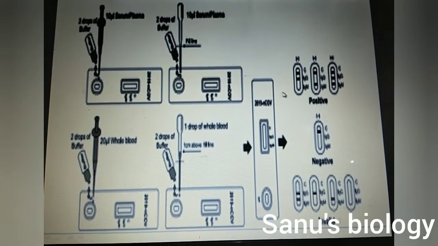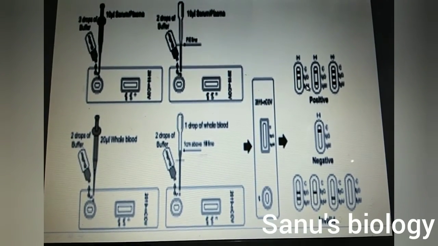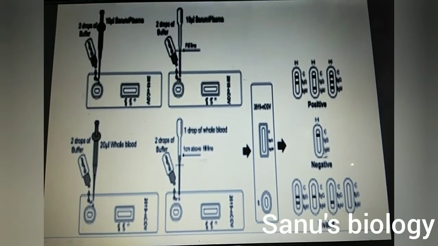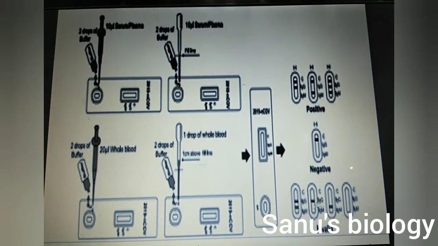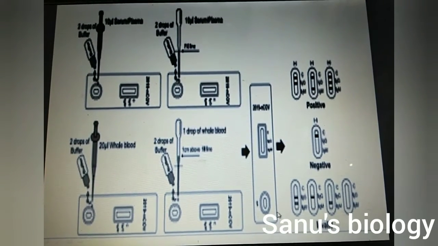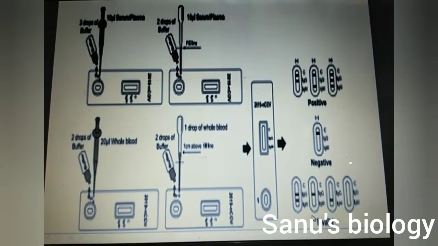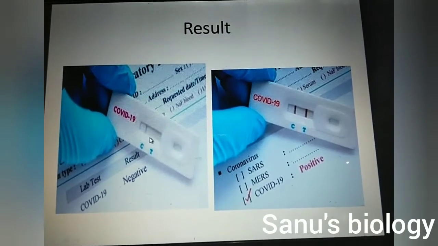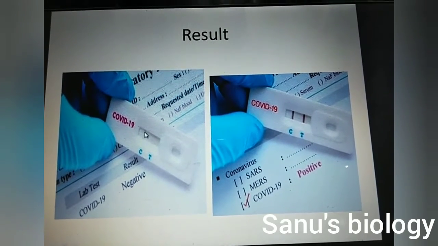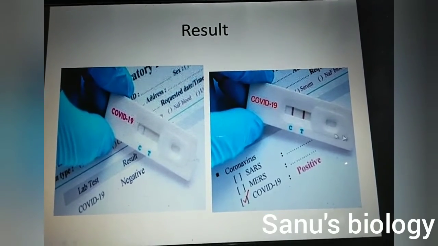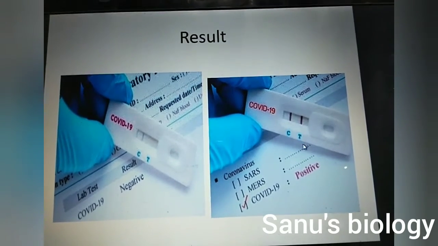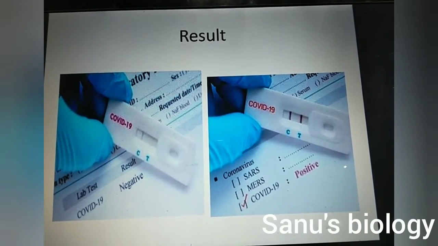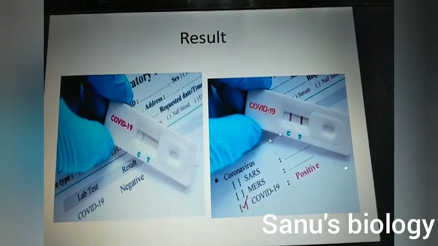So these three types of results are positive, and only if there is a line at C, then it is a negative result. And if there is any other kind of result, it is invalid, and your test kit is not working properly. And then what is this result? This is a negative result. See here, there is only a line in the C portion, and here T is for test, and it has IgM and IgG antibodies here.